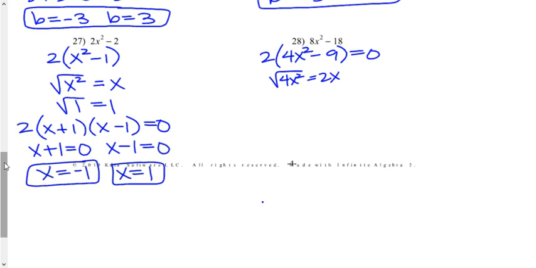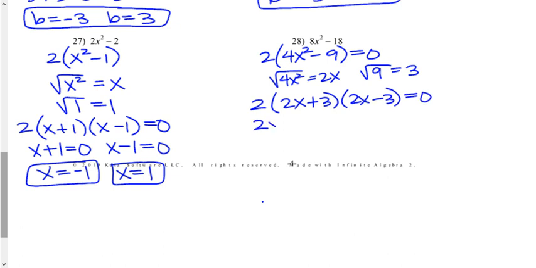Square root of 4 is 2. Square root of x squared is x. And the square root of 9 is 3. So I take those, I add them, and I subtract them. Can't forget about my 2 up front. So I'm left with 2 times 2x plus 3, 2x minus 3.